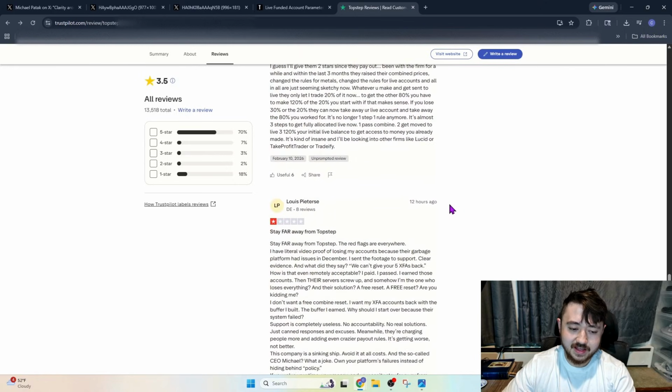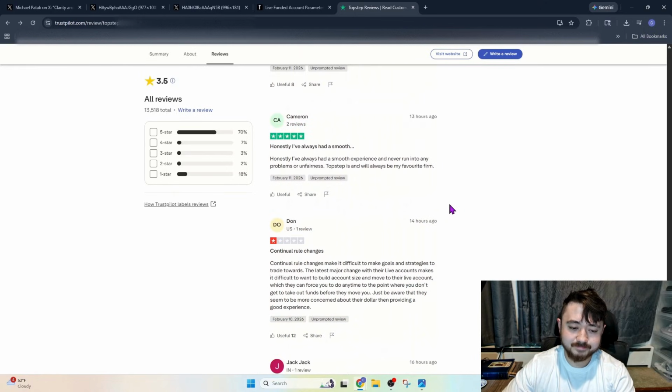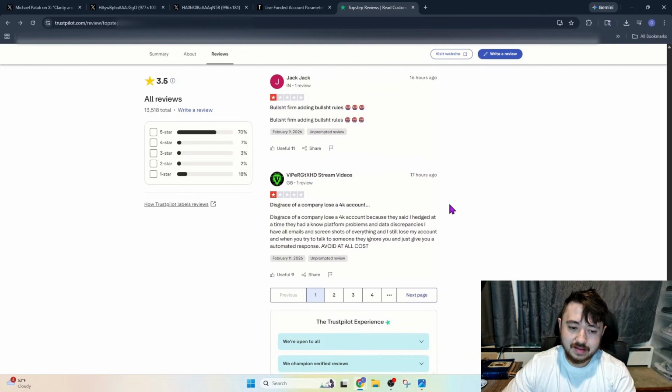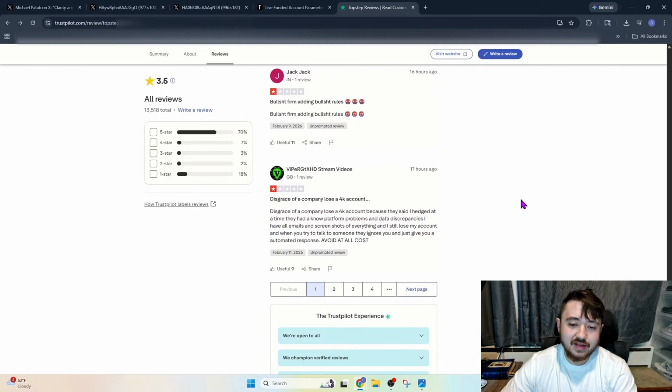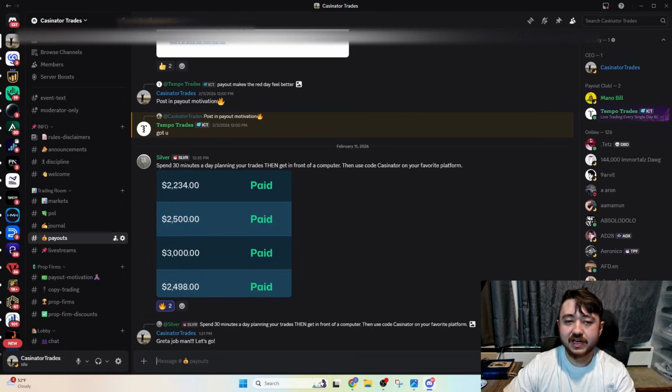Yeah, there's a lot of not good things coming in, so yeah, a lot of bad things. So that's the current update with Topstep. It sucks, it is what it is, but like I said, there's plenty of other really good firms out there. And yeah, that's the current update with Topstep. Alright guys, that's it for this video.